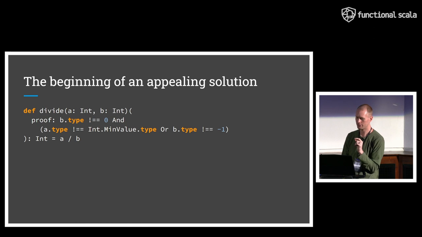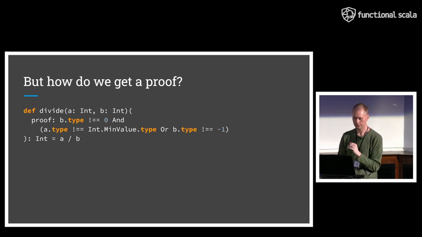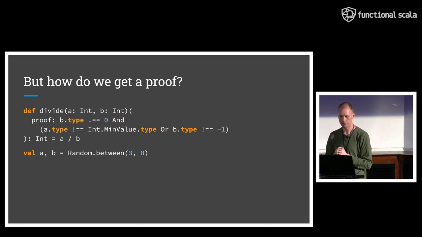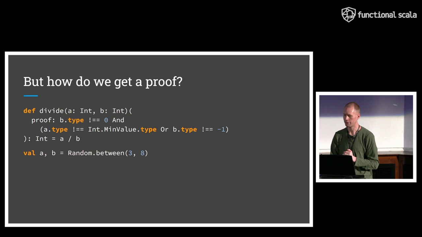So we can now call divide, but we have to also pass it a proof that B's type is not equal to 0, A's type not min int, or B's type is not negative 1. And if we can provide that proof, we can call this. But how do we get a proof, right? So here's our method. Let's say A and B are both just random ints between 3 and 8. This should work, right? Because A is not going to be a min int, and B is not going to be 0 or negative 1.